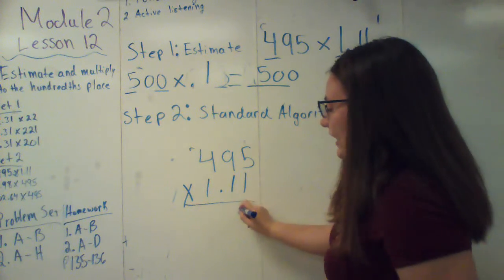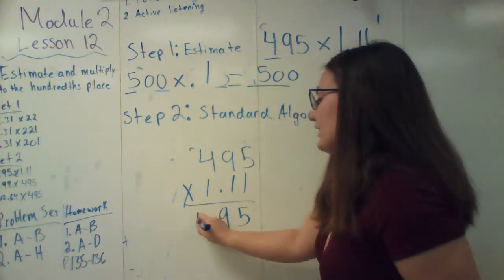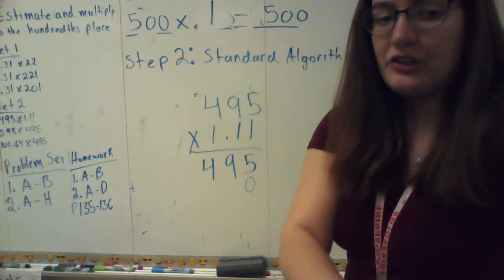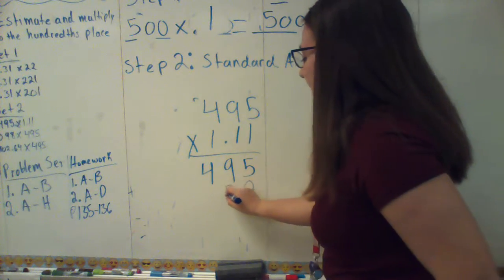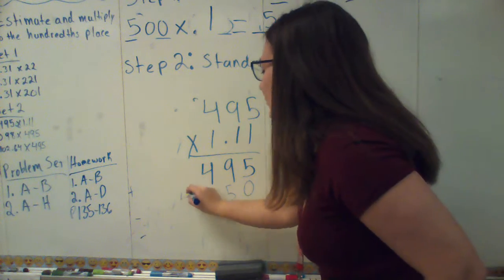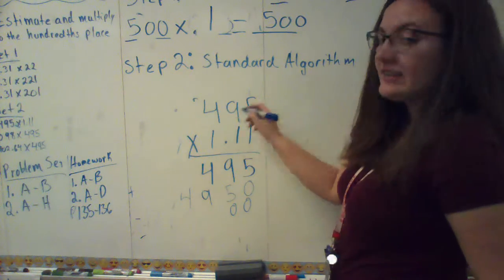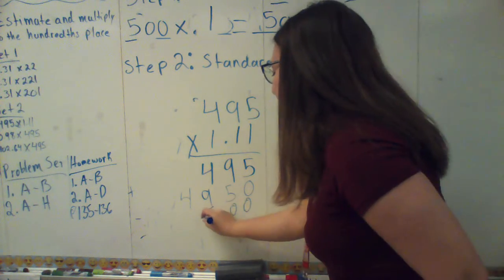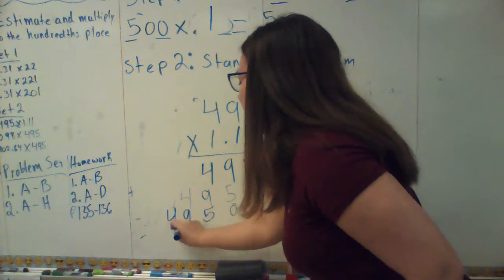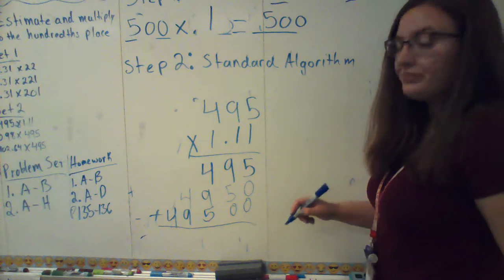So I do 1 times 5, which is 5. 1 times 9 is 9. 1 times 4 is 4. Add 0. And then I need to do 1 times 5 is 5. 1 times 9 is 9. 1 times 4 is 4. Then I need to add 2 zeros and continue multiplying. 1 times 5 is 5, 1 times 9 is 9, and 1 times 4 is 4. And I can finally start adding everything up now.